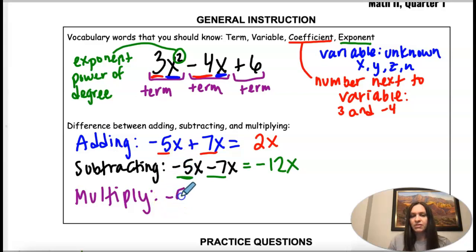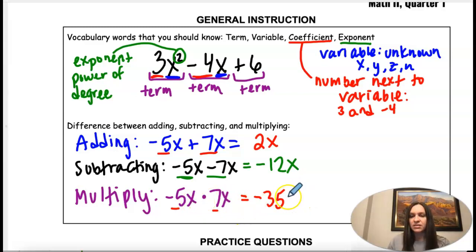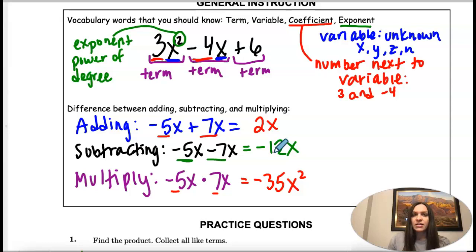If I have negative 5x times 7x, I still multiply the numbers in the front. Negative 5 times 7 is negative 35, but then I add the number of x's. So I'm going to have x squared. So see how the x's changed on the multiply but not the add and subtract? And that is just how many x's you have.